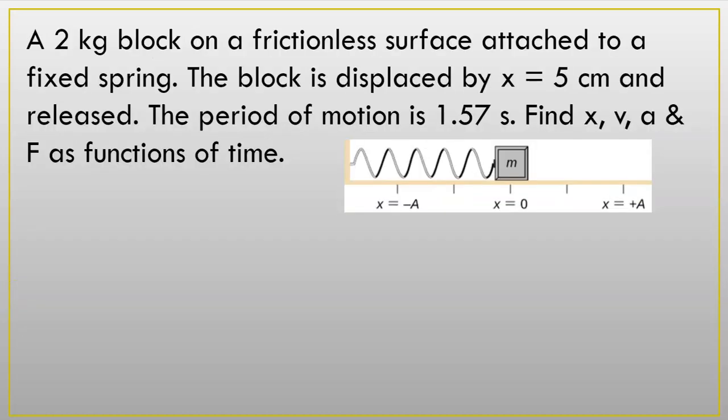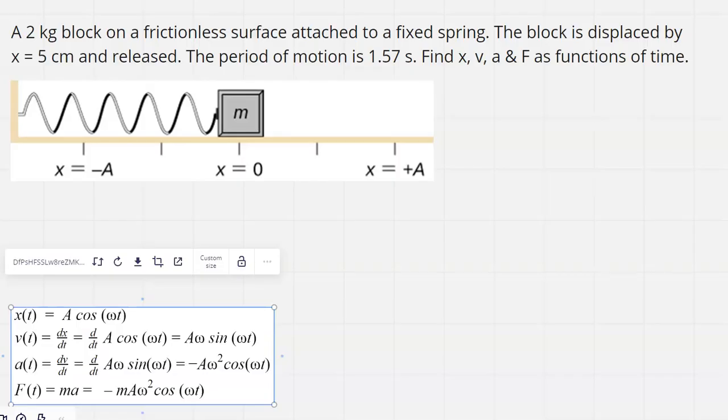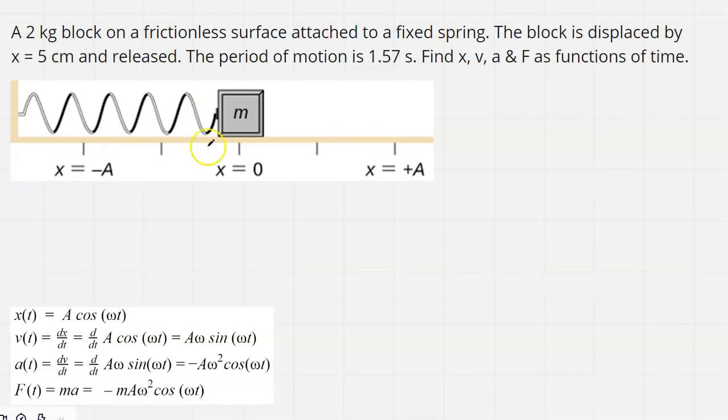All right, here's that problem that I was promising you. I've got this up on my other board, so I'm going to slip over here for a second, and we'll read through this. A 2 kilogram block, that's the mass of that object on the spring, sits on a frictionless surface. We don't have to worry about friction here or anything. It's attached to a fixed spring, fixed meaning it's anchored to the wall. The block is displaced by 5 centimeters and released. The period of motion is 1.57 seconds. Okay, so the trick to doing this, of course, is to learn how to read these things. It's just like kinematics, just like everything else that we've done. 2 kilograms is obviously the mass.